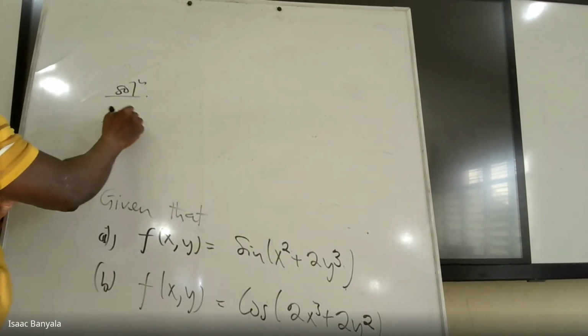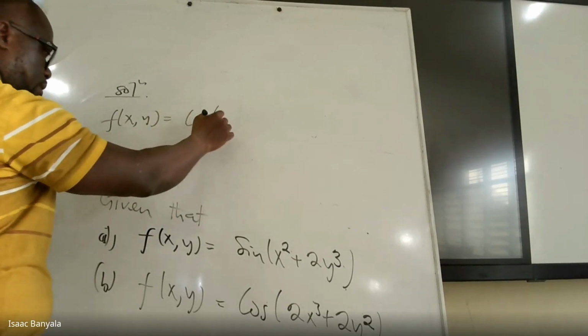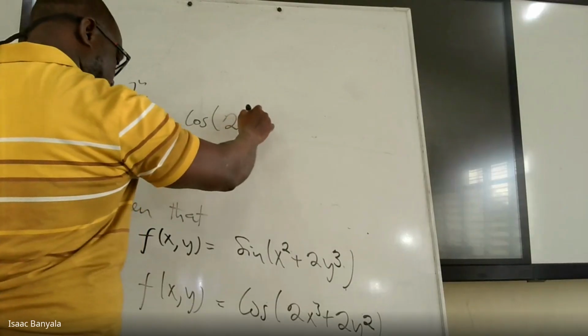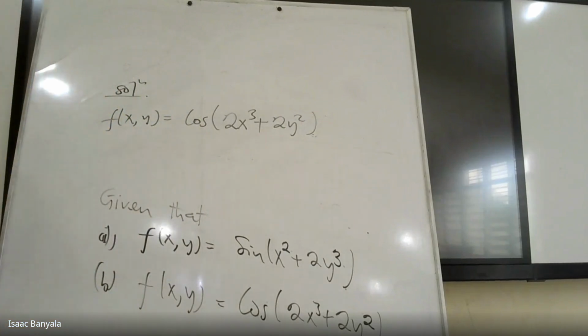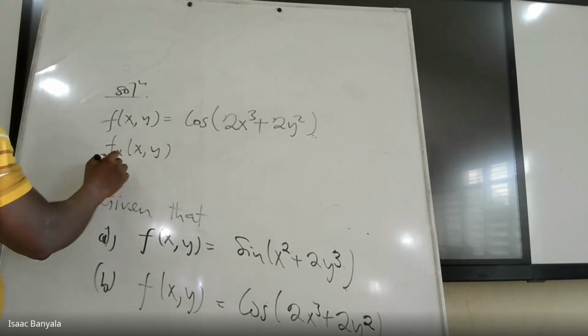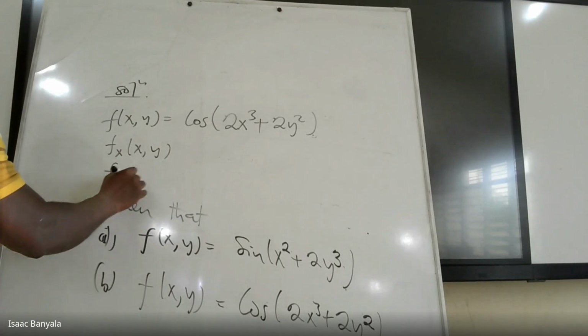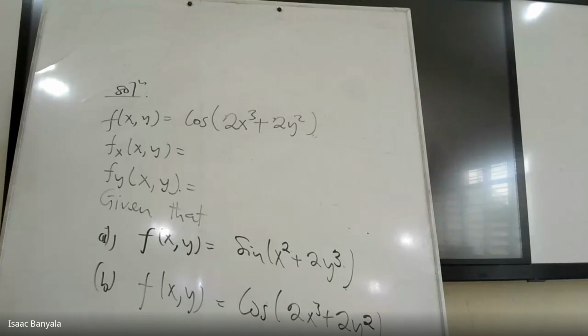We are given the function f of x, y to be equal to cos of (2x cubed plus 2y squared). So we are supposed to find f_x(x, y), then we find f_y(x, y). So we are finding this and we are finding that.